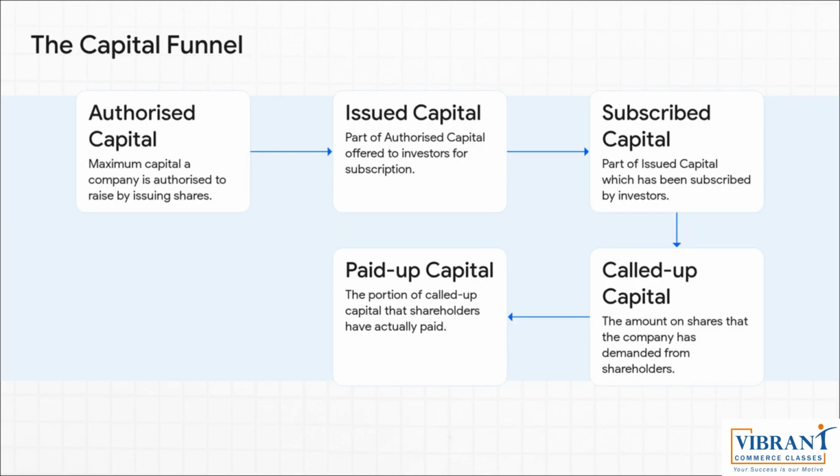Now, I want you to think of this whole process like a funnel. At the very top, the widest part, you have authorized capital. That's the absolute maximum amount of money a company is legally allowed to raise. From that big pot, they decide to offer a chunk to the public. That's the issued capital. Then, what the public actually agrees to buy is the subscribed capital. The company then asks for the money or calls it up, which is called up capital. And finally, the money that actually hits the company's bank account, that's the paid up capital. This flow from authorized all the way down to paid up is a super important concept for your exams.